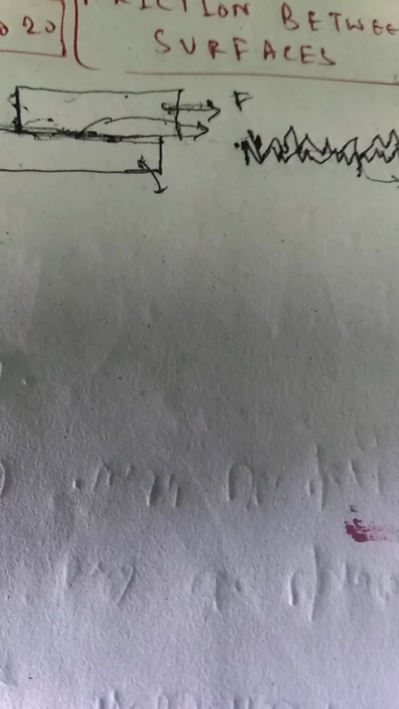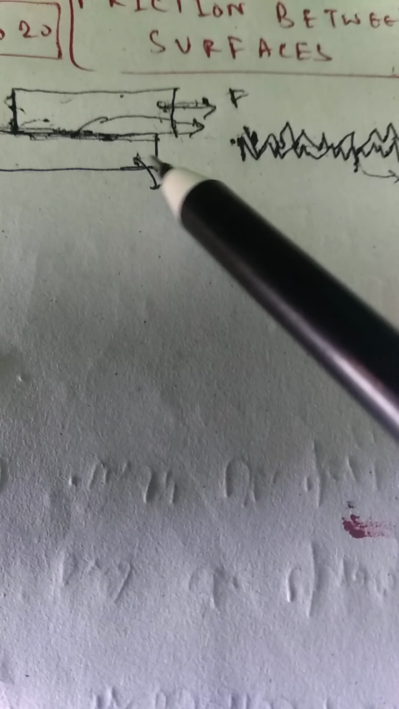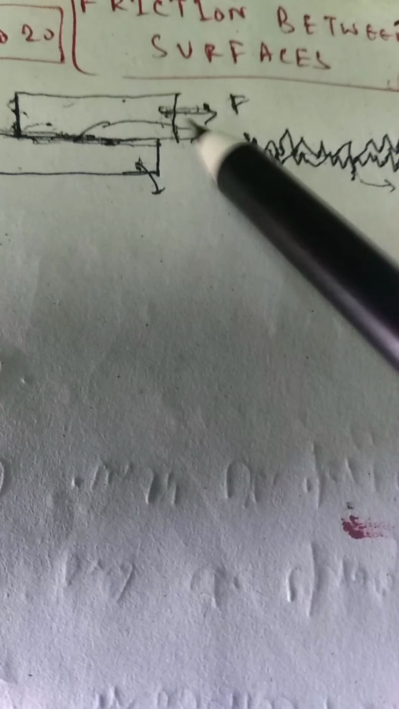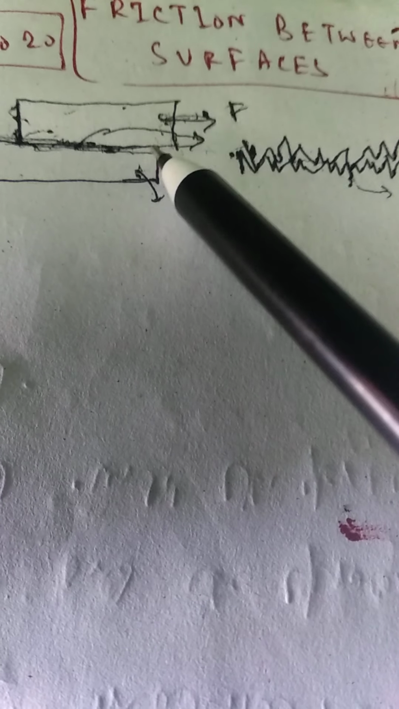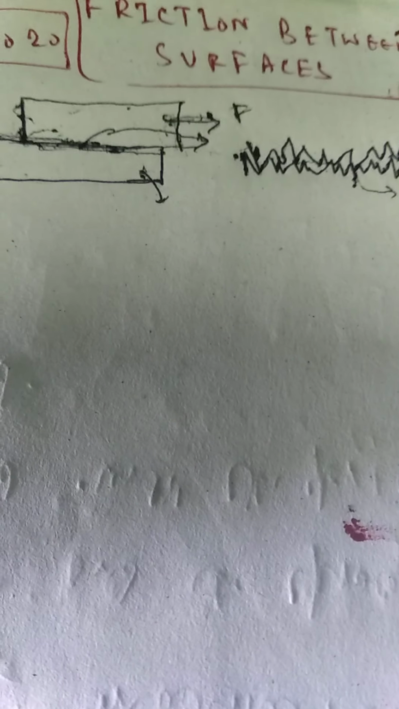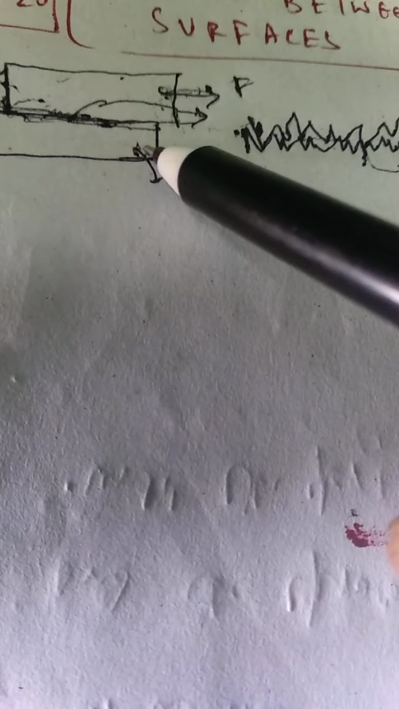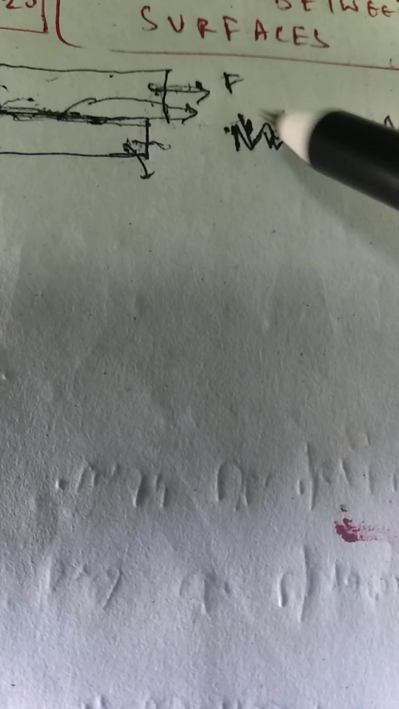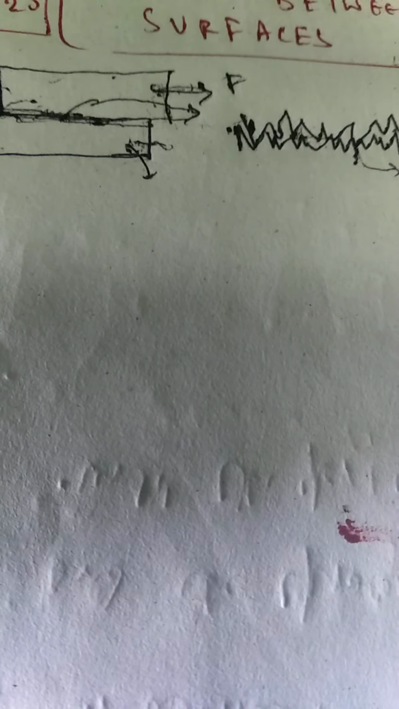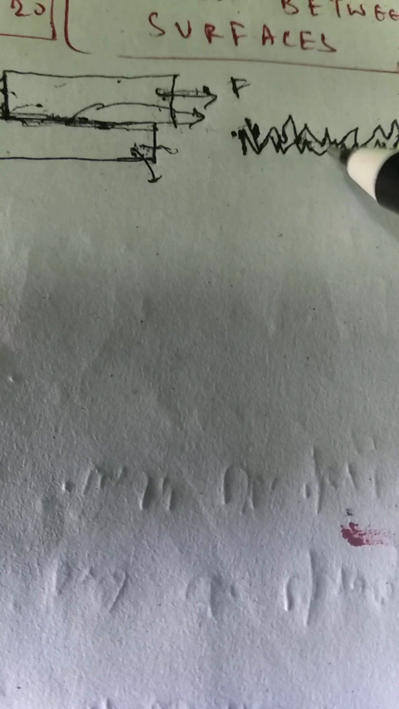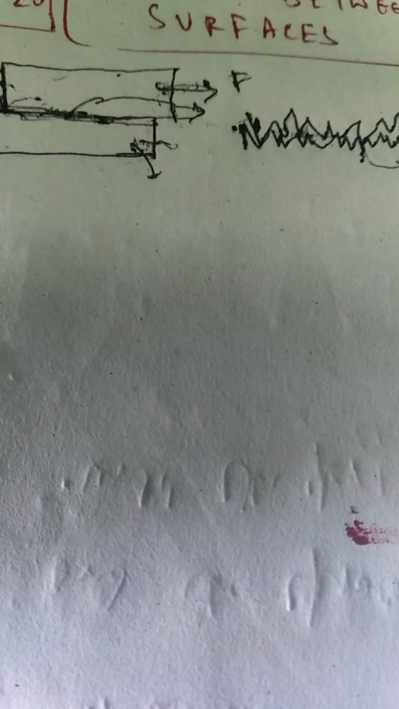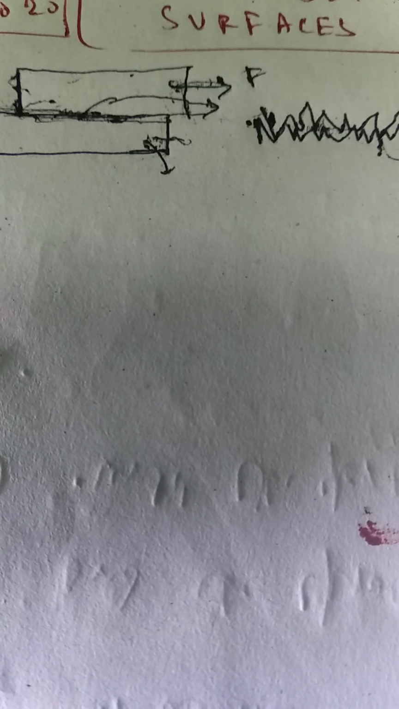So when this block tends to move in the tangential direction, due to the interlocking of these particles, the other block's motion is opposed. Sorry, not the block, but these projecting particles which you have seen are interlocked; they oppose the motion of the upper block. I repeat, due to this interlocking, the projecting particles oppose the motion of the upper block due to the application of this force. I hope you have understood how friction opposes the motion of a body.